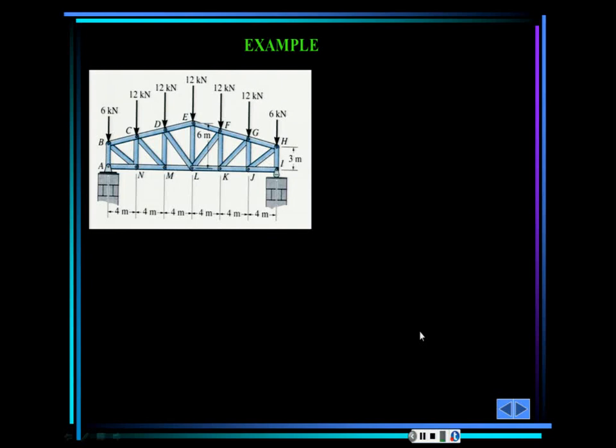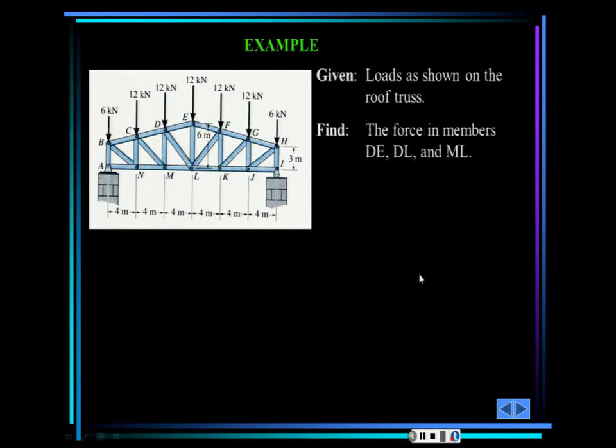Okay, let's do an example. So this is an example that I'm going to show you now. Given these loads on the roof truss, calculate the forces in the members DE, DL, and ML. And let me use the document camera for that.